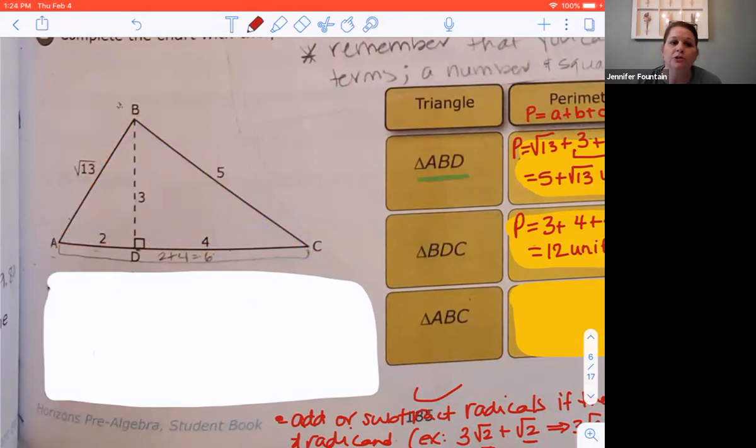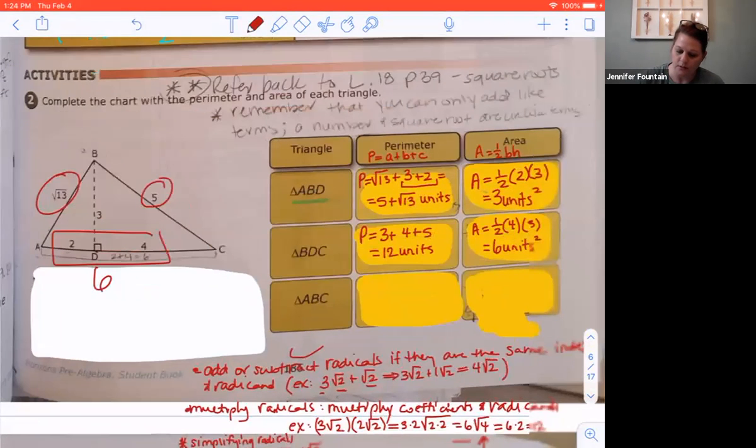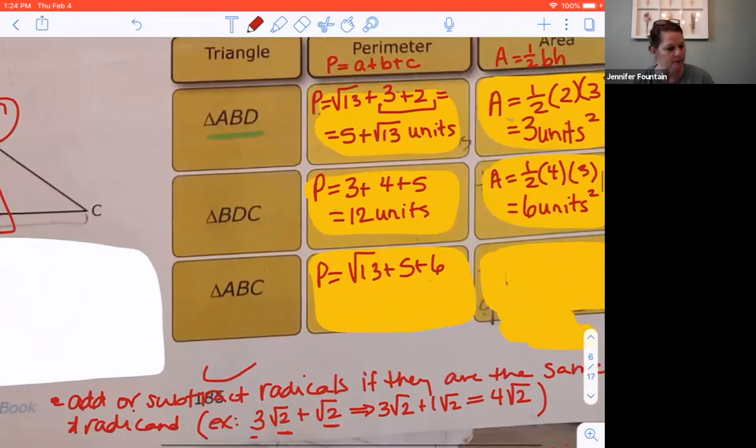All right, so now when we're talking about the triangle as a whole, ABC, we still have this side as the square root of 13. This side is 5, but this side we have to add 2 and 4 to make 6. So when I find my perimeter equals, we still have the square root of 13, but now we have the square root of 13 plus 5 plus 6.